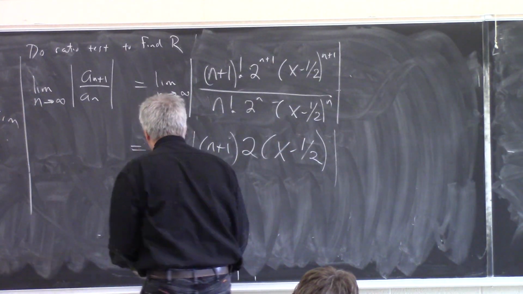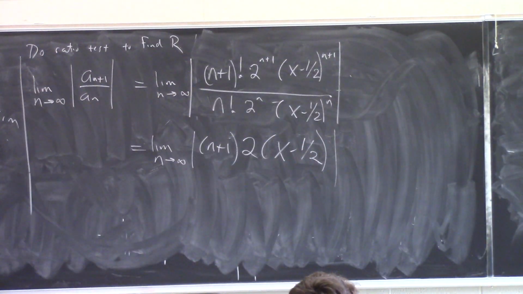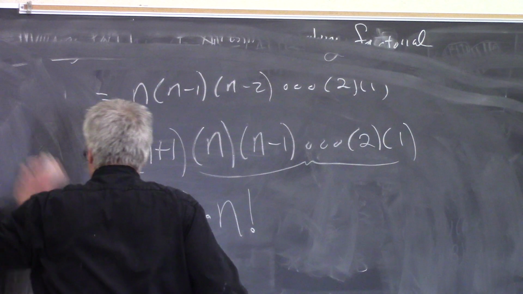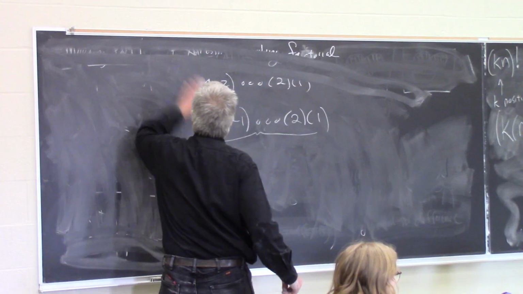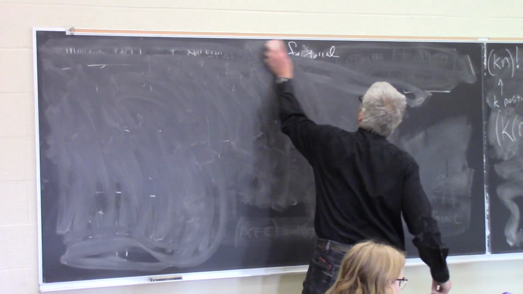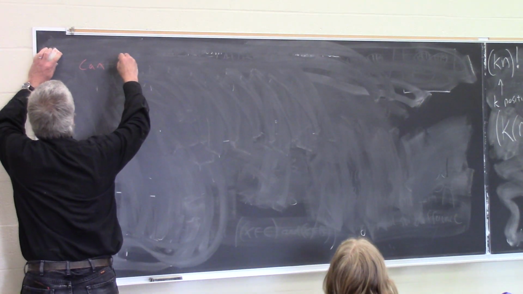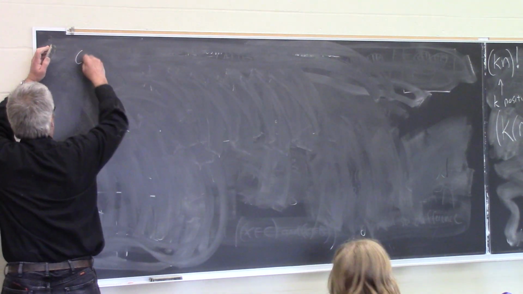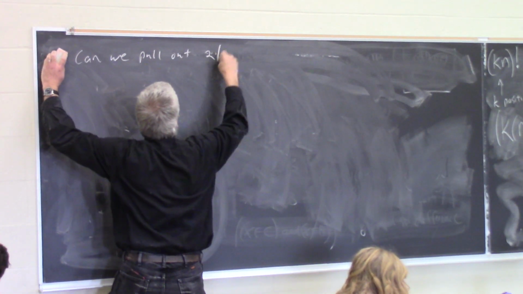So let's go over to the sideboard. Can we pull out the 2 times the x minus 1/2? So over here on the sideboard, so I guess writing in red is obnoxious. So I'm just going to ask this question: can we pull out the 2 times the x minus 1/2?